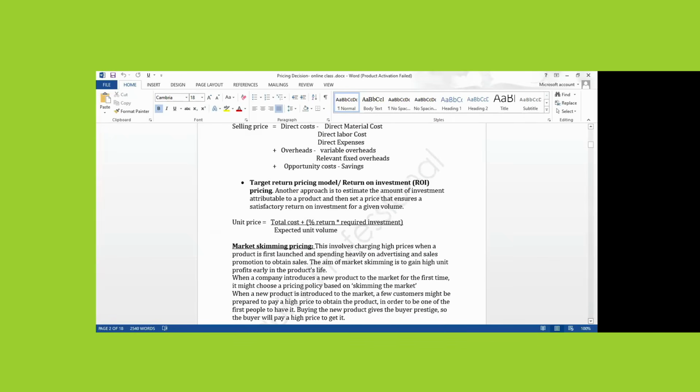Number 3 method, target return pricing method.